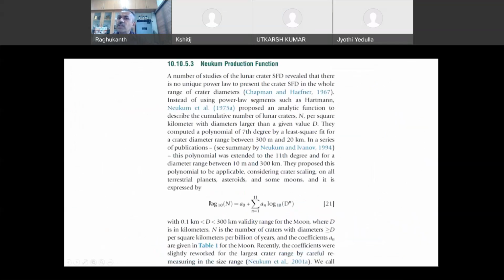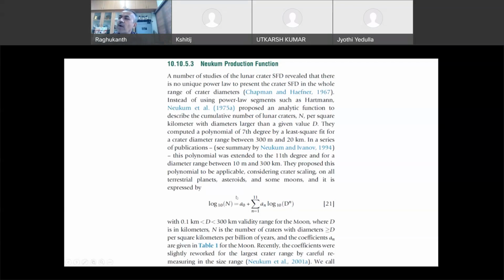In this equation, if I substitute, what does this A naught tell you? You can see there is no diameter here. So log 10 N will be the same as A naught. What should be the value of D which makes log 10 N equal to A naught only, so that this entire thing vanishes? So 1, that means the crater diameter is 1 kilometer. If I substitute 1 kilometer, then this becomes a constant A naught.